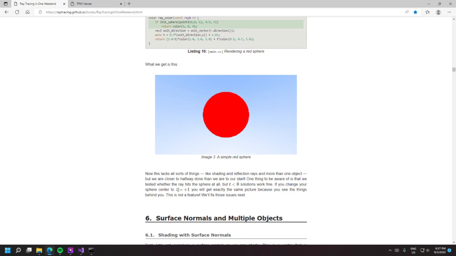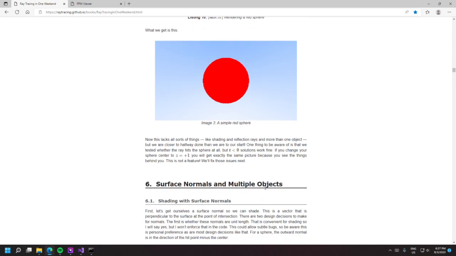If you change your sphere center to z equals +1, you will get exactly the same picture because you see things behind you. This is not a feature. I don't think that should work.